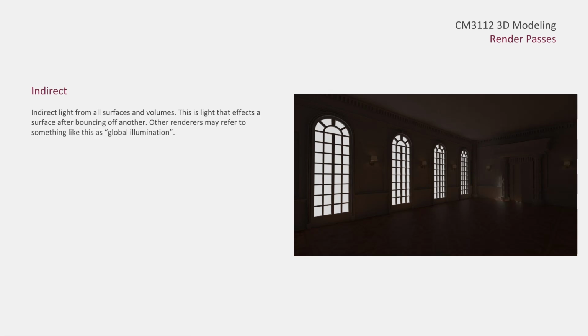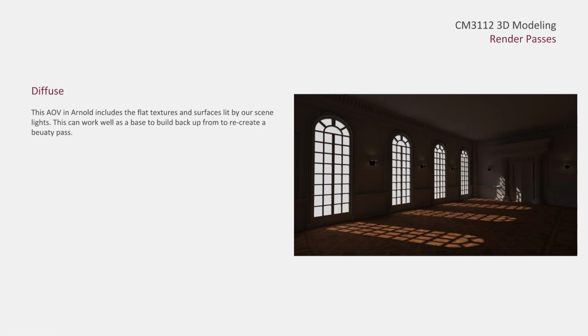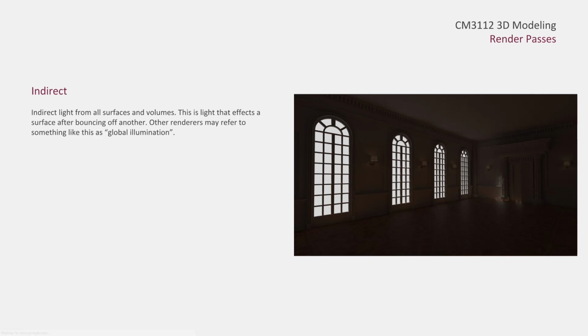Indirect, sometimes referred to as global illumination in other renderers. This is just light bouncing off of all the other surfaces when it hits a surface. So you can see in this example, the diffuse has the direct light coming in from the windows there, but the indirect doesn't have that because that's a direct light. It has the illumination of all the surfaces bouncing around the room.